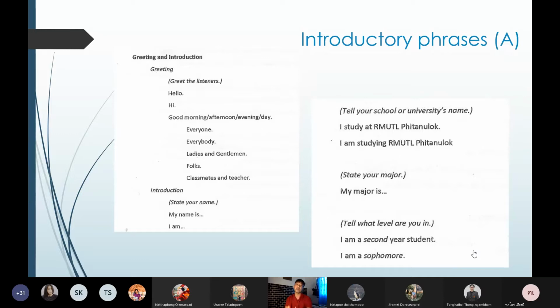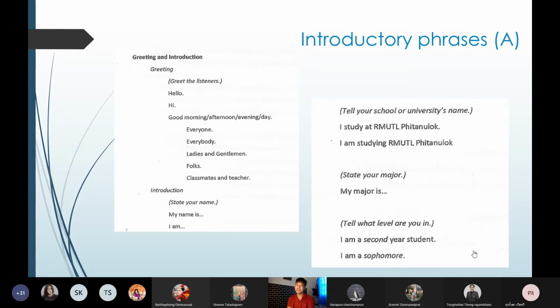If you combine them together, for example, introduction, tell your school, state your major, and then tell what level you are in. For example, my name is Ruben Esteban. I study at RMUTL Pitsanulok. My major is plant science. I am a second year student.